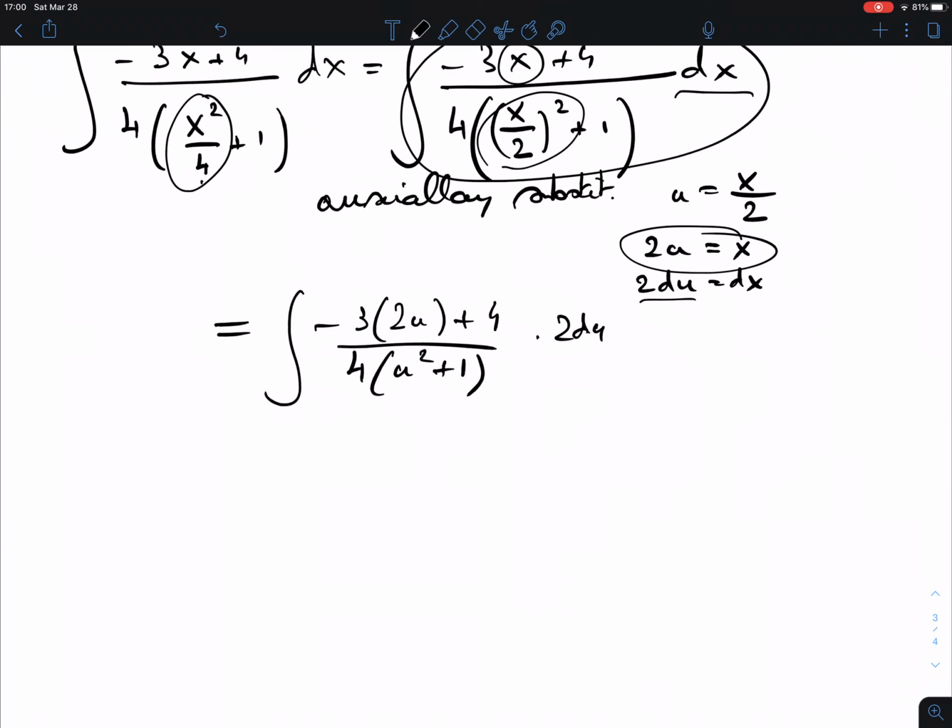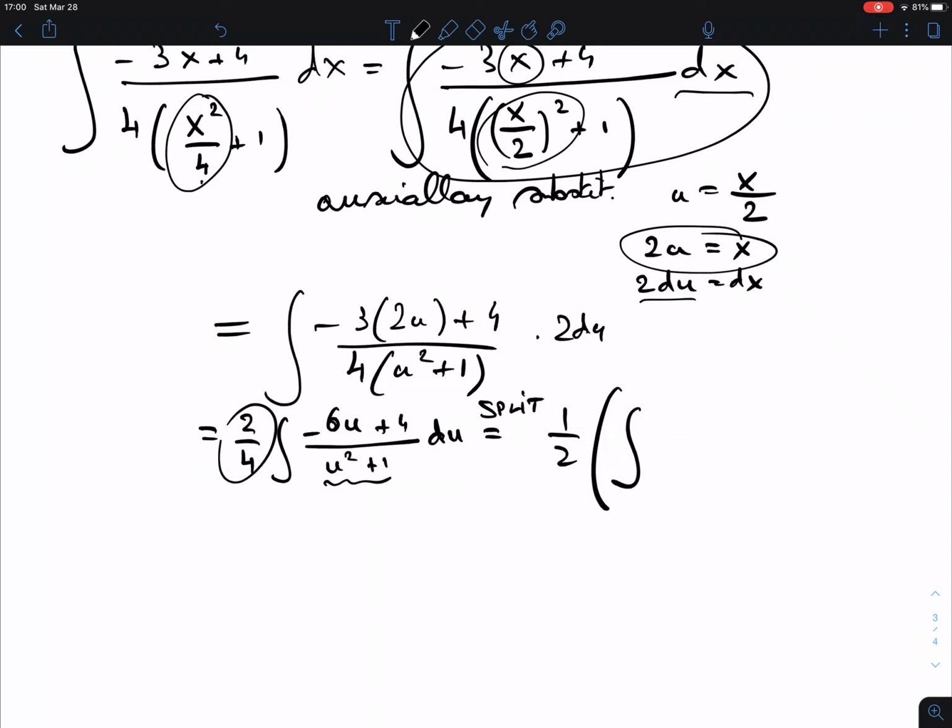Okay, let's see what we have here. We have the 2 and the 4. I can factor that out. That's 2 over 4, and then minus 6u plus 4, over u squared plus 1, du. And now, when we have this denominator, we can split. So we split at this point, meaning we have the half here, and then I split it in two parts, the one with the u plus the one without u.